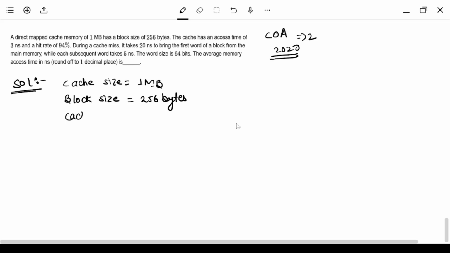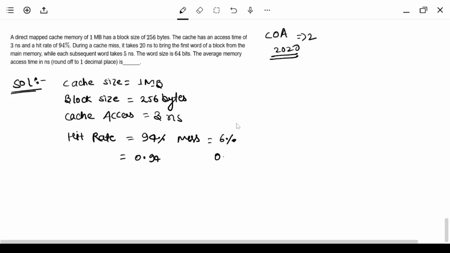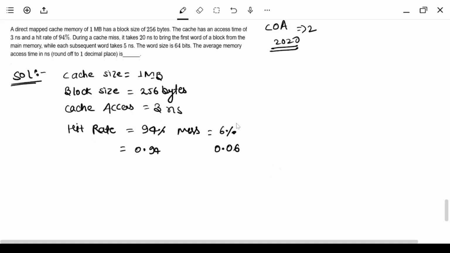Cache access time is given, that is 3 nanosecond. Hit rate is 94%. So miss would be 6%, or we can write in decimal 0.94 or 0.06. Now let us calculate. These are the data being provided in the question.